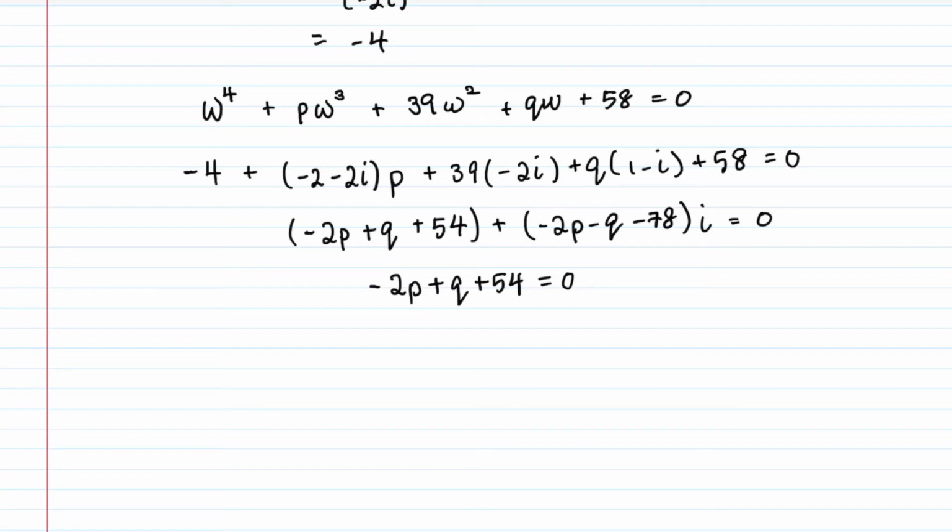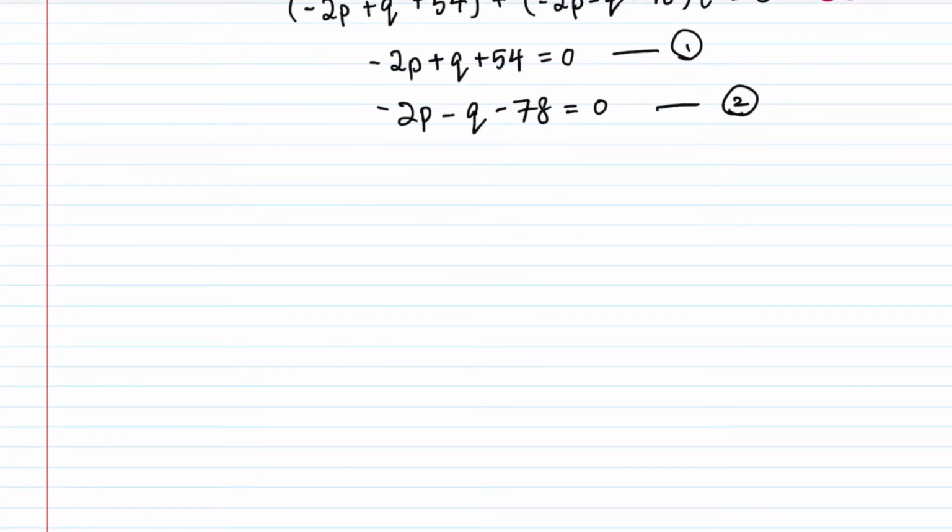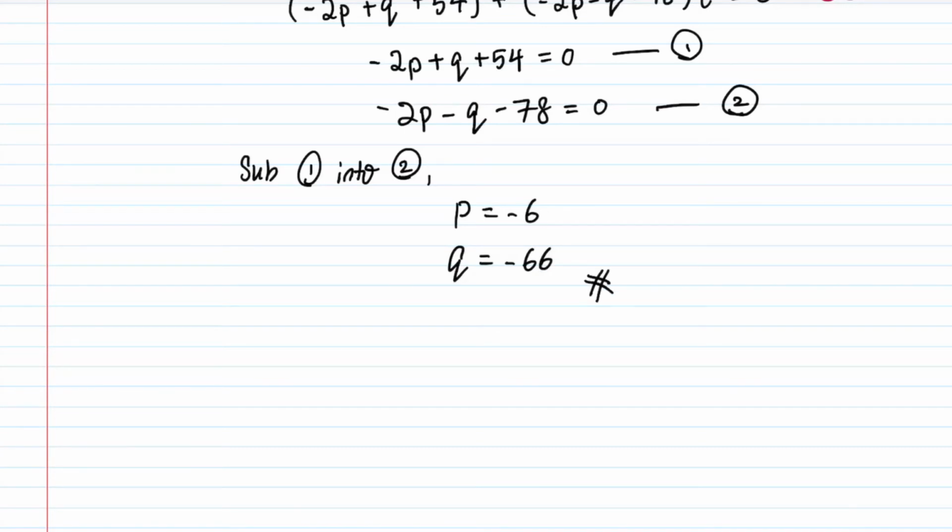This is assuming that we have another imaginary part over here which is a 0i. So this is a real number, so the real part is equal to 0, so this would be equation 1. And now you look at the imaginary side, you have minus 2p minus q minus 8 also equals 0i. So you get rid of the i, and you just have this as equation 2. All you need to do now is just use your GC or do simultaneous equations. So sub 1 into 2, using GC or whatever, you'll find that p equals negative 6, q will be equal to negative 66. And that's your answer done. So that's for part B, part 1.